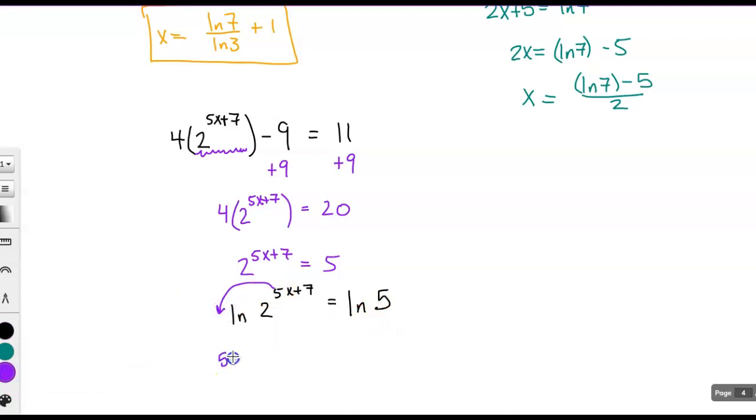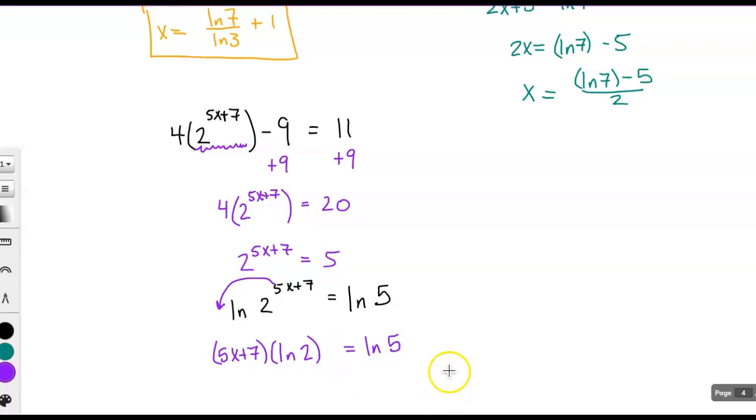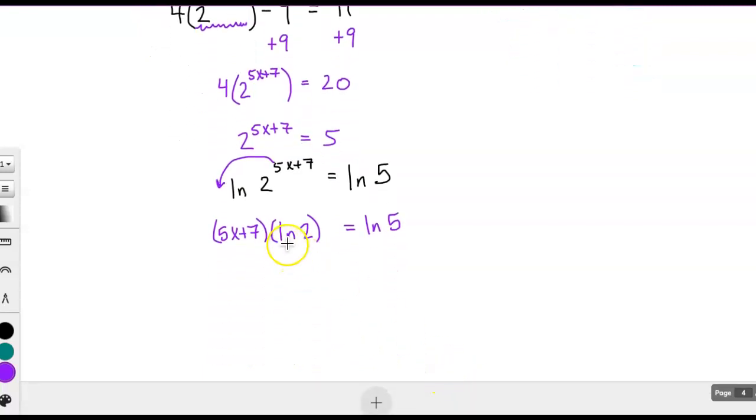So 5x plus 7 times the natural log of 2 equals the natural log of 5. And again, that's just like every problem I've just done with you. Divide by the natural log of 2 because we're trying to isolate the variable. That's all you do in algebra, is isolate variables, get them by themselves.